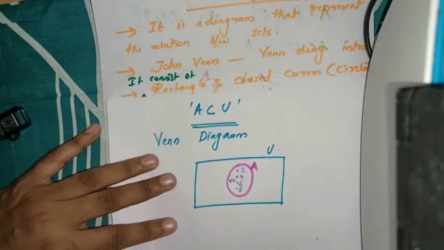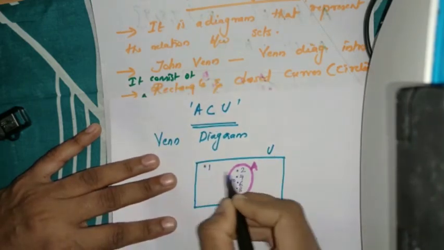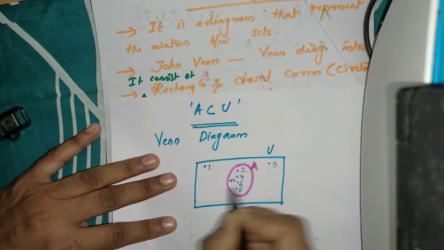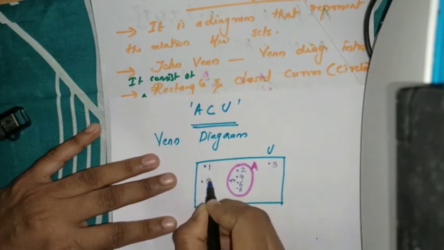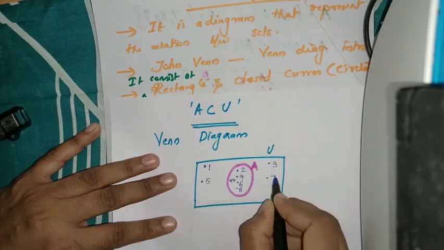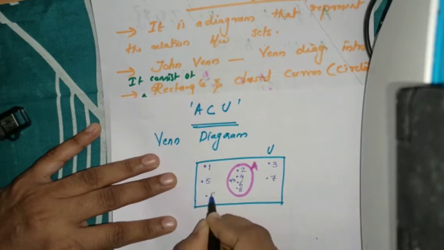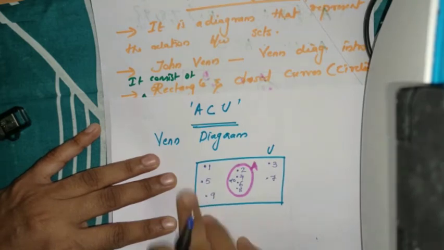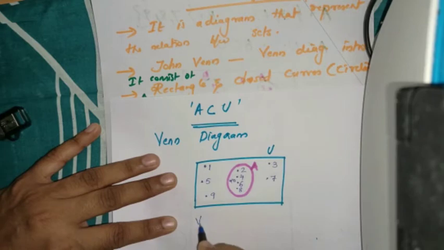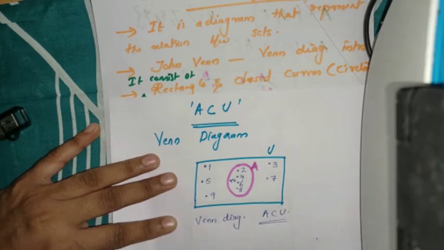And what are the other elements? 1 is here, 3 is here, 5 is here, 7 is here, 9. So this is the Venn diagram representation of A is a subset of U. Clear?